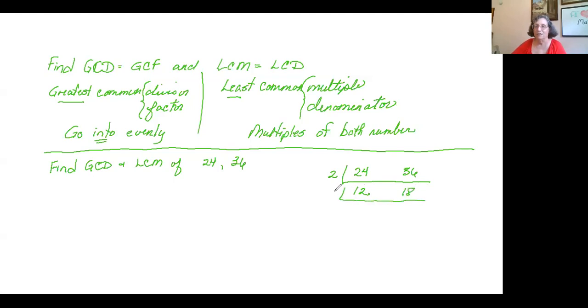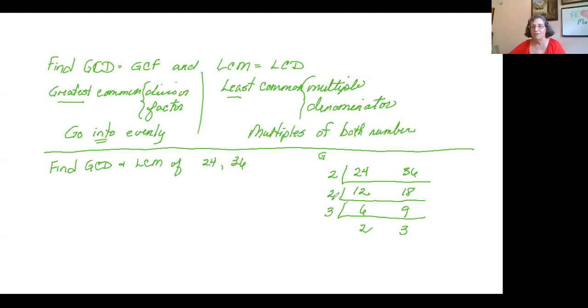Do it again. 2 will still go into both of these. They're even numbers. So 2 goes into 12 6 times, 2 goes into 18 9 times. Now 2 won't go into 9, but 3 will go into both of these. So if I divide by 3, 3 goes into 6 2 times, 3 goes into 9 3 times. Nothing will go into both 2 and 3, so I'm done.